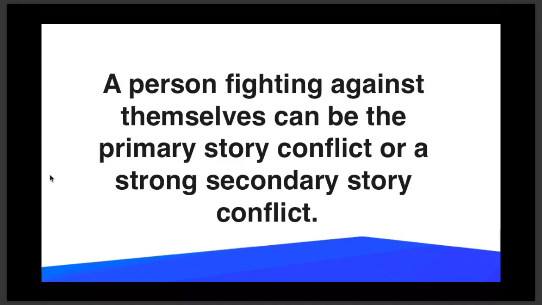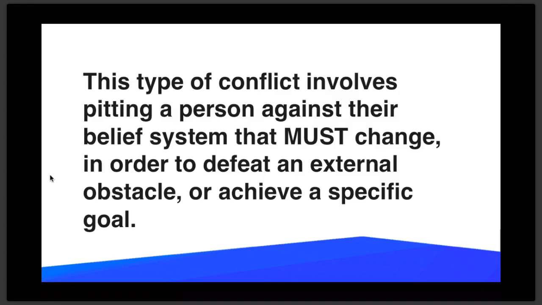have to believe that you're right. So if that's your belief, then you walk out onto the prairie or the plains there, and it is your conflict with yourself that you cannot take feedback. You cannot accept help from somebody else, and that puts you into the external situation, the external conflict. So this man against man, or person in conflict with themselves, involves pitting a person against their belief system that must change in order to defeat an external obstacle or achieve a specific goal.